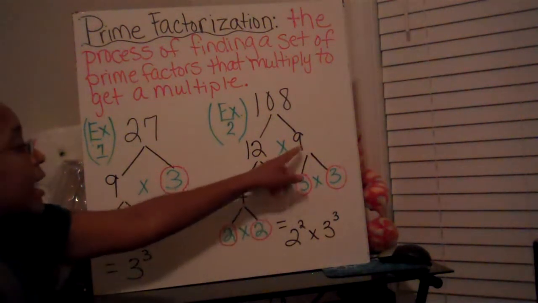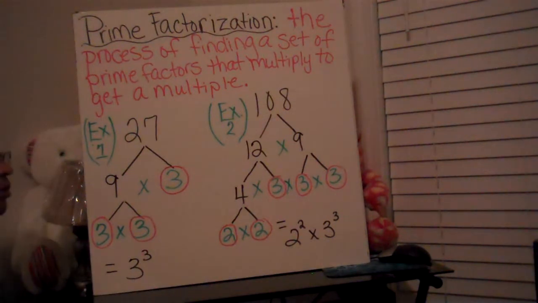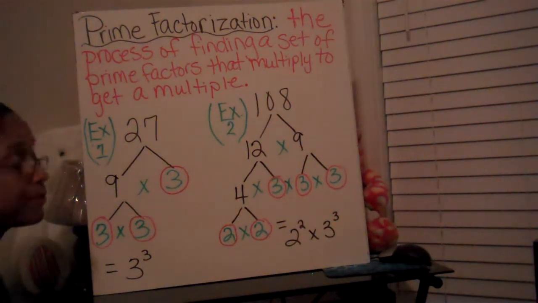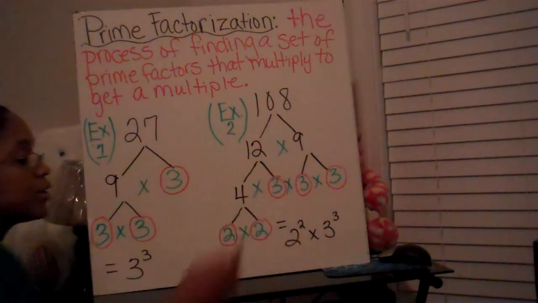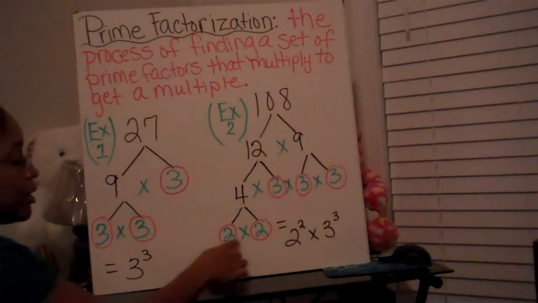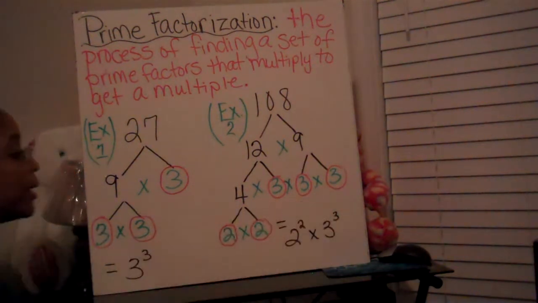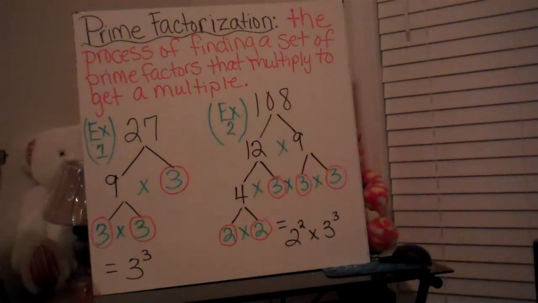So 9 can be decomposed, and we use 3 times 3 to make 9 because the only other way to make 9 is 1 times 9, and we don't generally use 1s on the tree. So we use 3 times 3, and the 3's get circled because they are prime numbers. The only way to make 3 is 1 times 3, so we circle the 3 to show that it is prime. Since there are no other numbers that can be decomposed, no other place to put branches to break down a number, we are done.